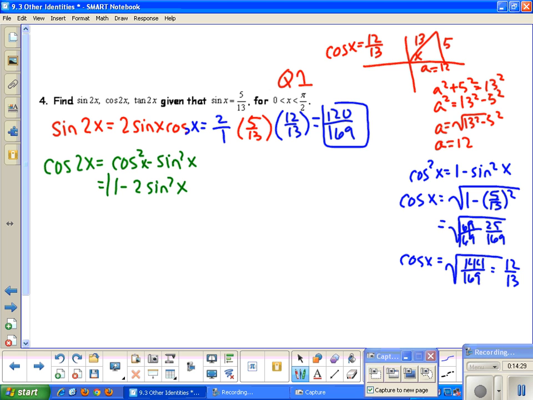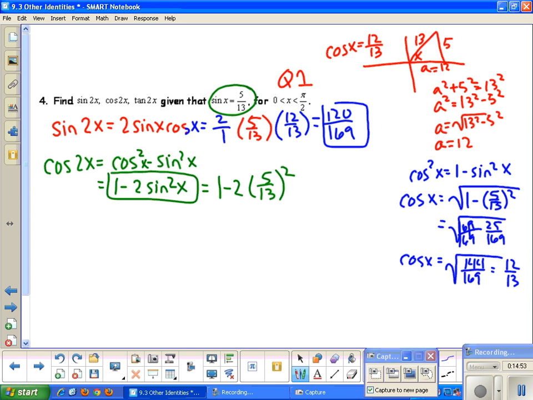I'm probably going to use this one right here, only because I was given sine x in my equation, and that way I know if I use this formula, if I made a mistake finding my cosine of x, then at least I know I can get the cosine double angle correct. So 1 minus 2 times sine squared, which would be 5 over 13 squared, is what I'm really solving.